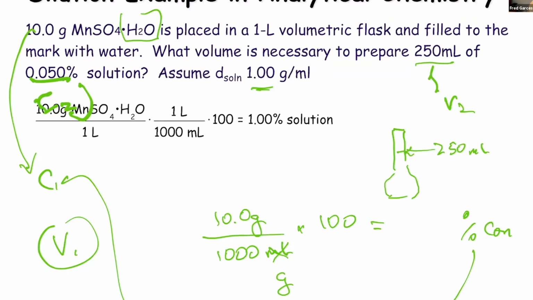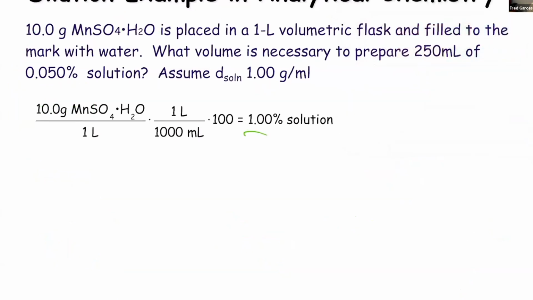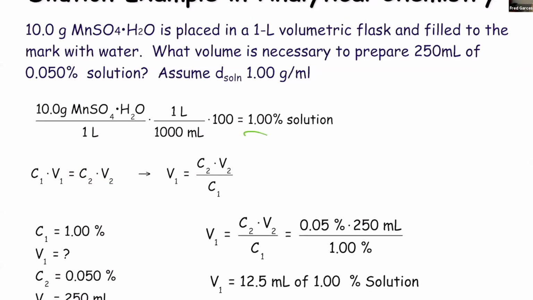You guys are going to need to know how to do this, especially for lab. If you take a look right here, it's actually a 1% solution. 10 over 1,000 times 100. Because the density is 1, 1,000 milliliters is 1,000 grams, so it's 1%. You can do this for your math. You can calculate again the volume that is necessary, and the volume that is necessary is 12.5 mL.